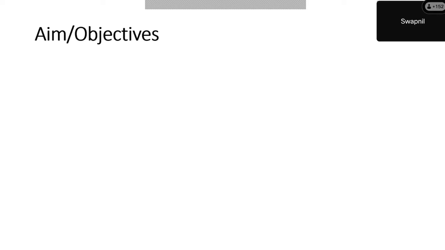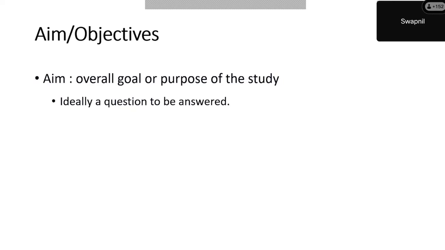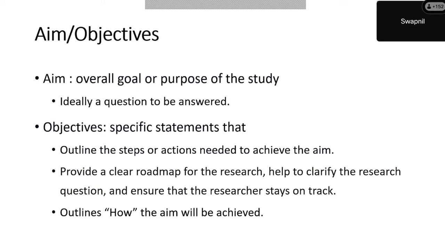Going on to the aims and objectives, aim is different from objectives. Aim is the overall goal or the purpose of the study. It is ideally a question that is to be answered, but oftentimes this may be an open-ended question where you are not totally sure as to what you might find in your thesis.